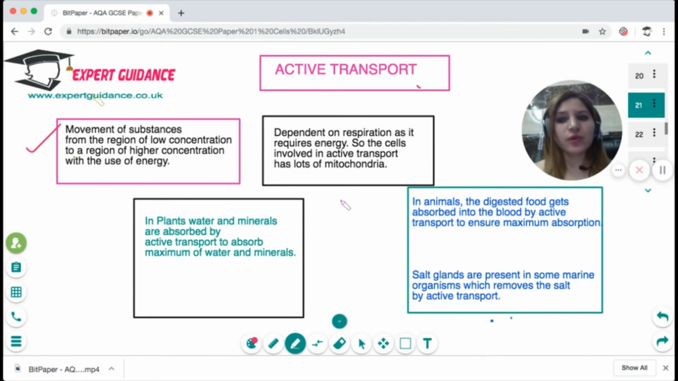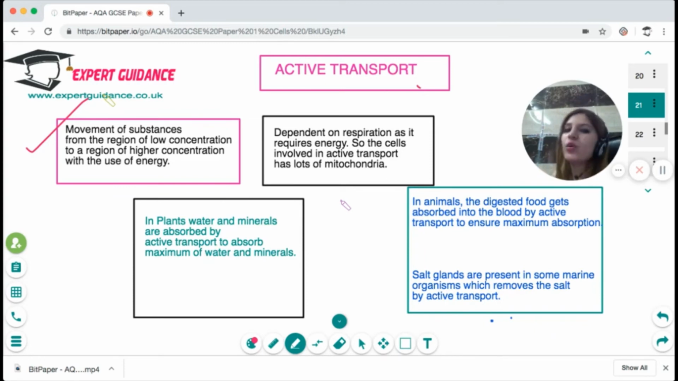Active transport, as you remember, we did uphill and downhill. So active transport is uphill. That is movement of substances from low concentration to high concentration. That is against the concentration gradient with the use of energy. It is dependent on respiration as it requires energy. So the cells involved in active transport have lots of mitochondria.